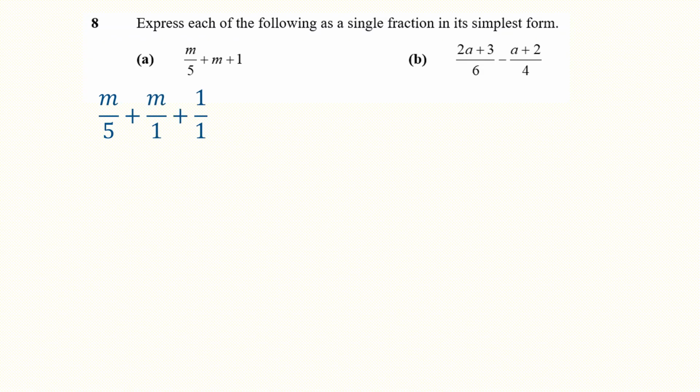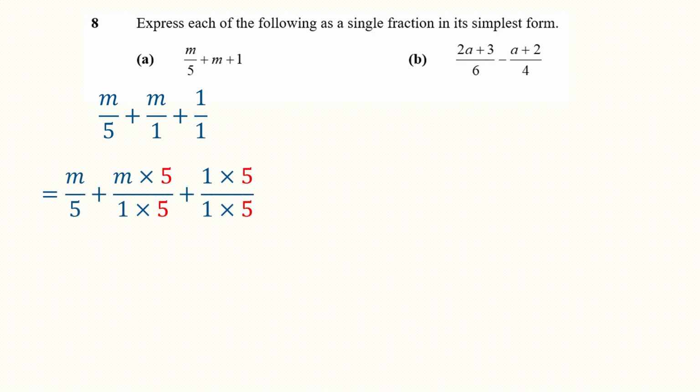The next step is to find the LCM of 5 and 1. The lowest common multiple of 5 and 1 is 5. So we're going to take the second fraction, m over 1, multiplied by 5 at the denominator, also 5 at the numerator. Similarly with 1 over 1. And we can see now that we have the same denominator, which is the number 5.